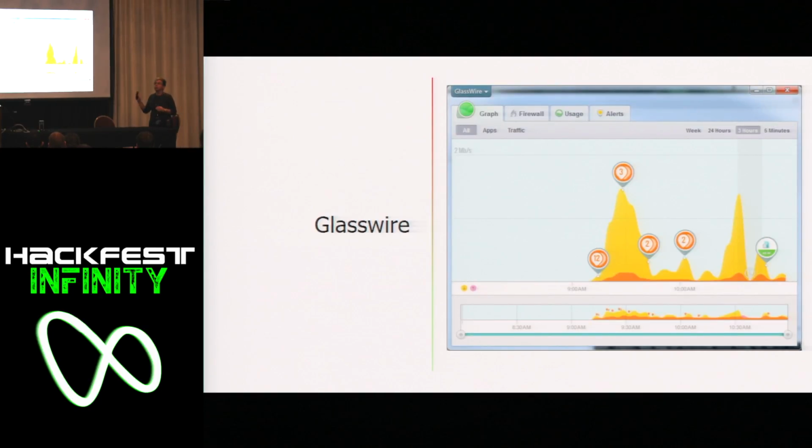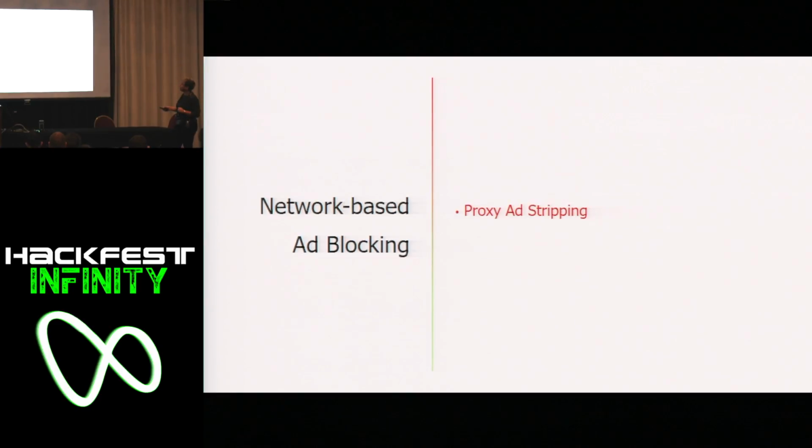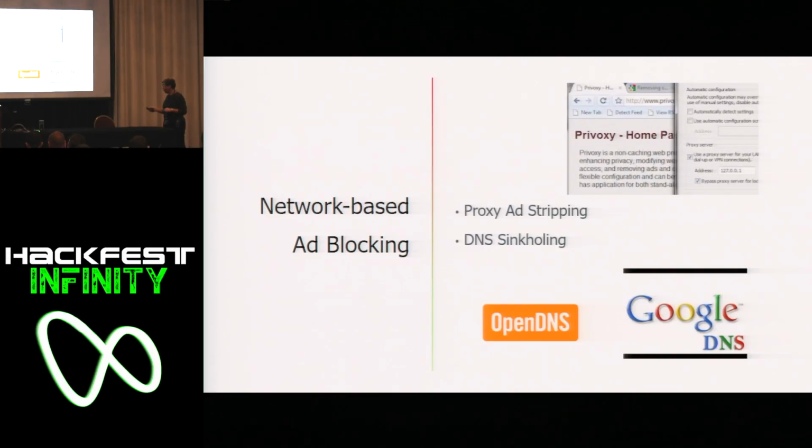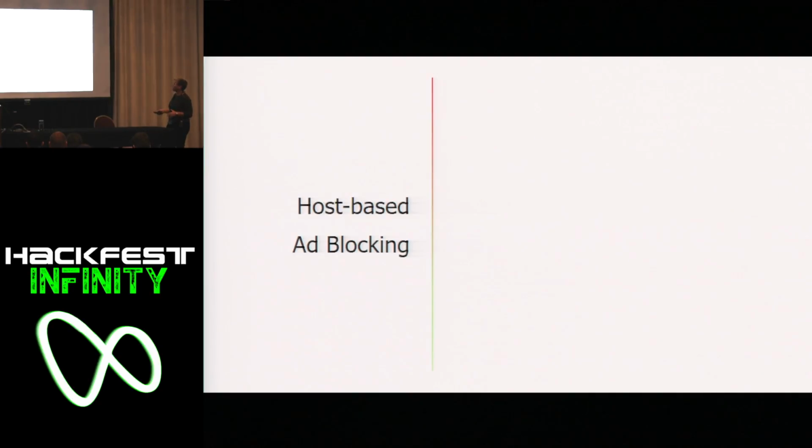Glasswire, really, really cool product. You can basically monitor all the network activity on your desktop with this product. There's a free version, and then the paid version is very reasonable. So proxy ad stripping, you can do that with some plugins. DNS sinkholing, really want to emphasize if you don't use OpenDNS or a different DNS, please look into these. OpenDNS has a free product. You can change the configurations on your home router. Good stuff here. I highly recommend them.